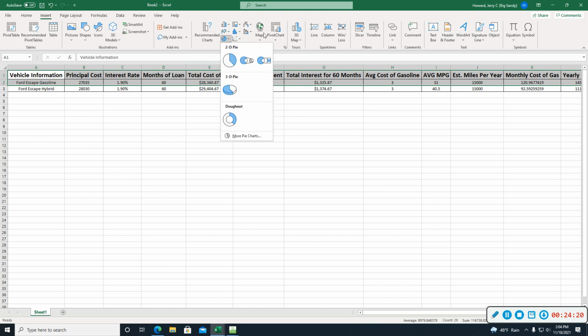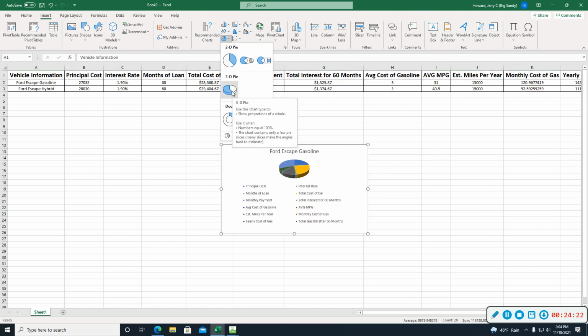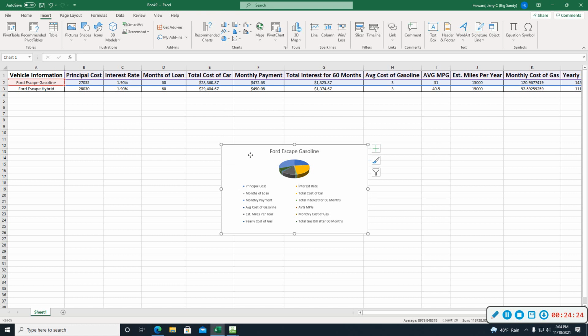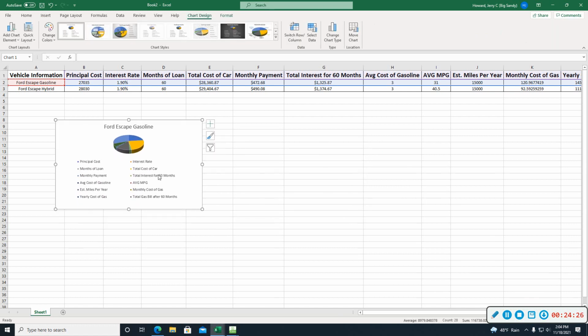Now you can use anything you want, but I want to use this 3D pie, and see how I put it in right there? Really cool. The only thing I want to show on this is the principal cost of the car. I would also like to put the total interest of the car on here, and then I want to put the gas, how much fuel it took. So if you come over here, there's different things you can add.